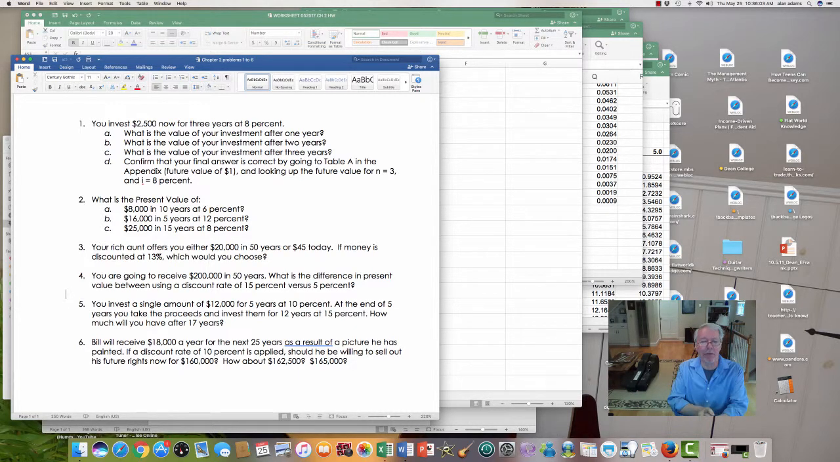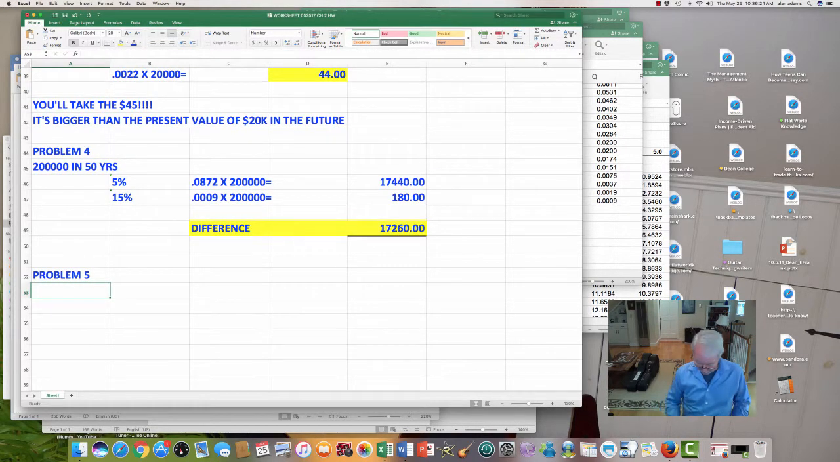You're going to take that amount and you're going to invest it for 12 more years, but this time you get to use a higher percent. You found a way to grow your money at 15%. So at the end of 17 years, what will you have? Okay, so first we'll do 5, then we'll do 12. So 12,000, 5 years, 10%. Always write down your facts. Okay, let's attack that one first.